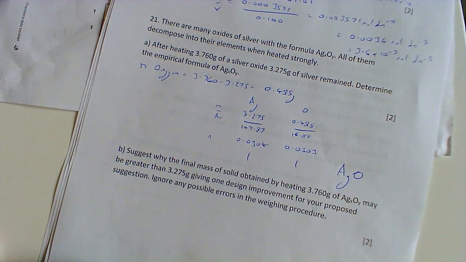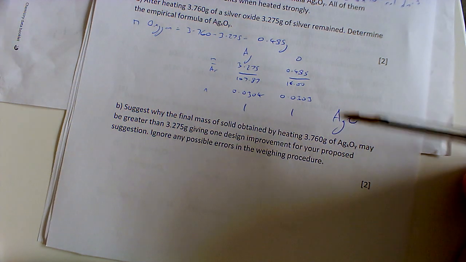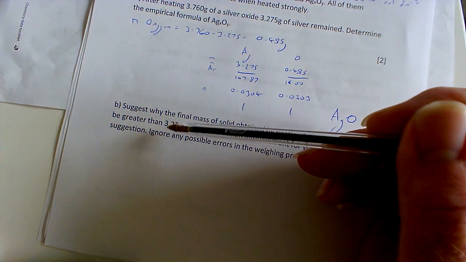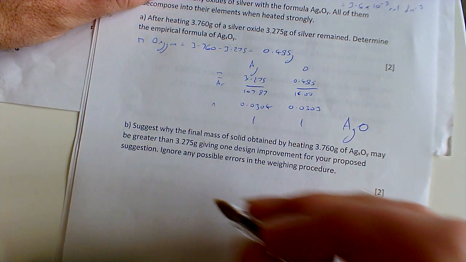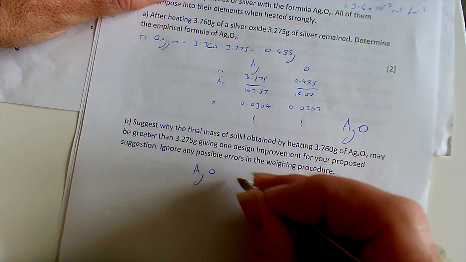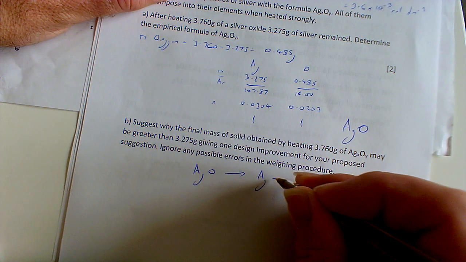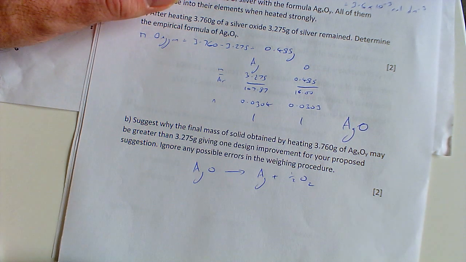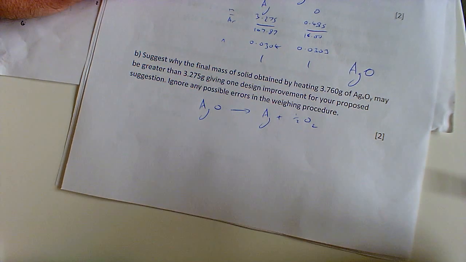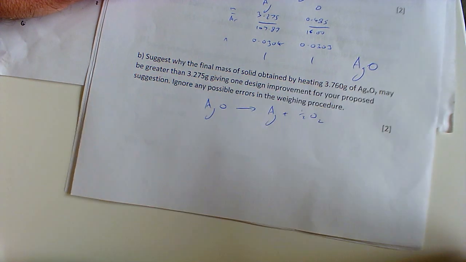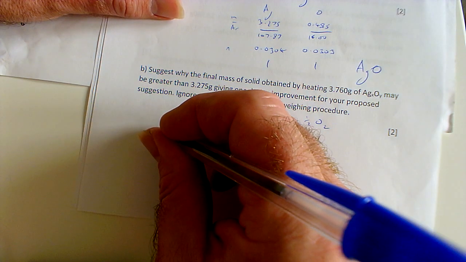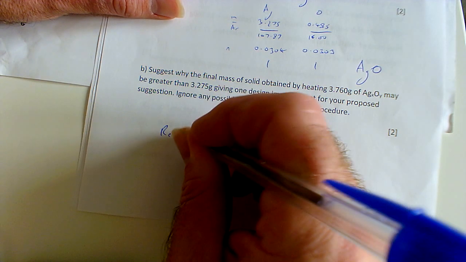Okay. Suggest why the final mass of solid obtained by heating, that mass of silver, might be greater than it should have been, where maybe the reaction wasn't complete. So if we've got AgO decomposes to give Ag plus half an O2, then basically the reaction hadn't finished. So the reason why it weighs too much is there's still some oxygen attached to the silver. So that would be one reason. So the reaction is incomplete.